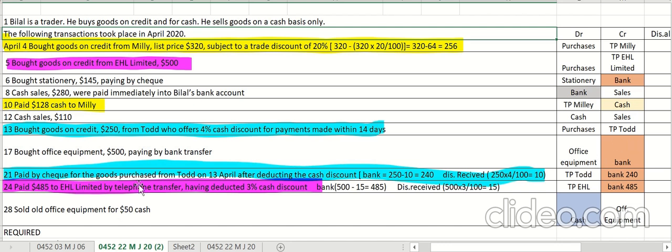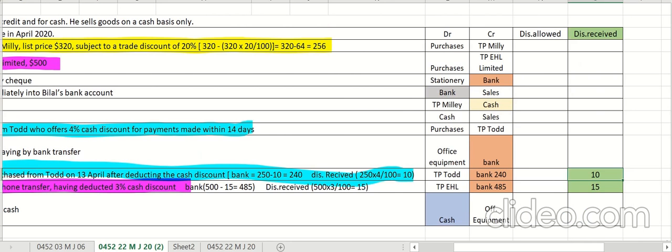Paid by check for the goods purchased from Todd 13th April after deducting cash discount. So we are supposed to pay 250, but we are receiving a cash discount of 4%. 4% of 250 is 10. Therefore, 250 take away 10, 240 will be the amount which will be credited in the bank account, and remaining 10 will be discount received.